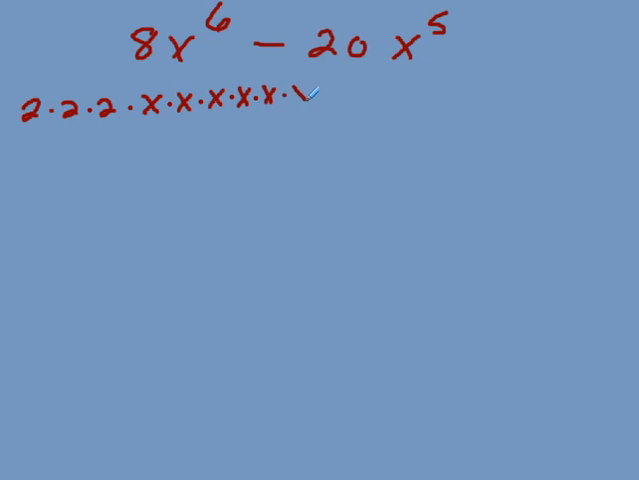1, 2, 3, 4, 5, and one more time. All right. Now we've done 8x to the sixth power is listed right here. Now let's do this negative 20x to the fifth power.